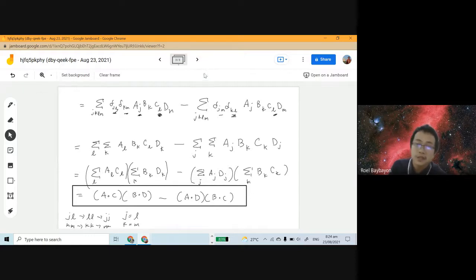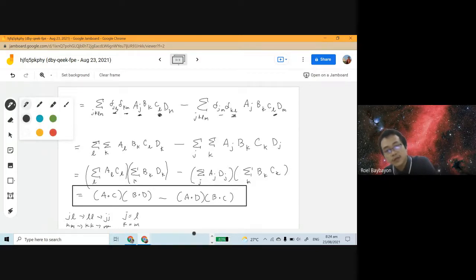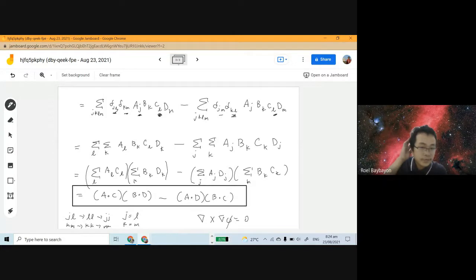I think you can also prove kaning bitaw sa inyong math view: the curl of a divergence equal to 0. So, curl of a divergence equal to 0 using the Levi-Civita symbol.